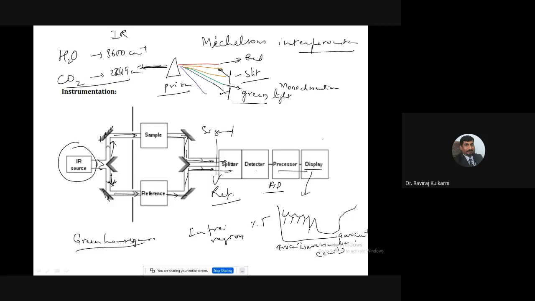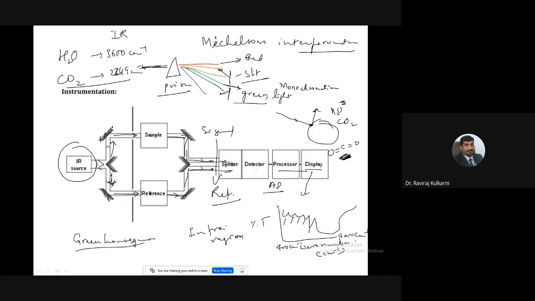What happens actually? This is Earth. Sunlight falls like this and heats up the Earth's surface, and the heated thermal radiation goes back towards space. But while the thermal radiation is moving towards space, if H2O or CO2 are present, they absorb this radiation and start vibrating.